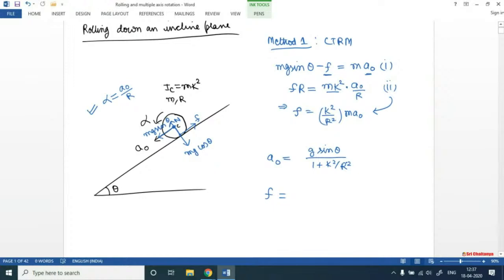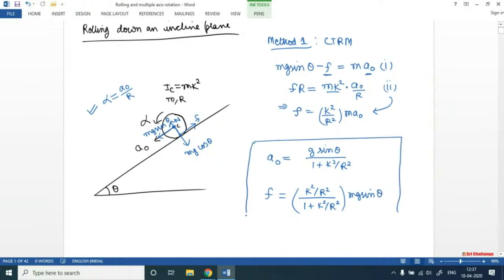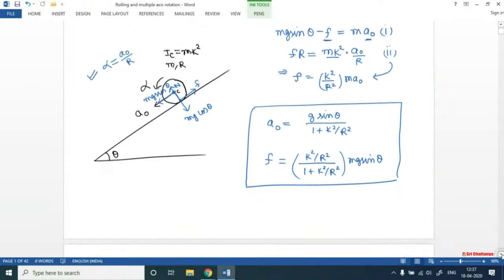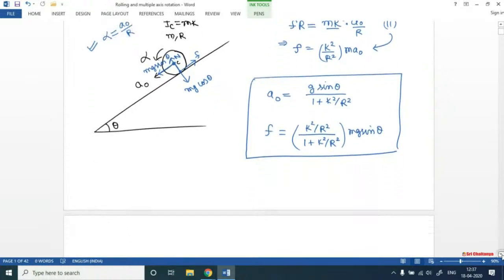So that will be the value of acceleration, and the value of friction, when we substitute the value of a naught in the first equation, we will get the value of friction as well, and that will turn out to be k square by r square upon 1 plus k square by r square into mg sine theta. So these would be the value of acceleration of its center of mass and the friction in this condition over here.